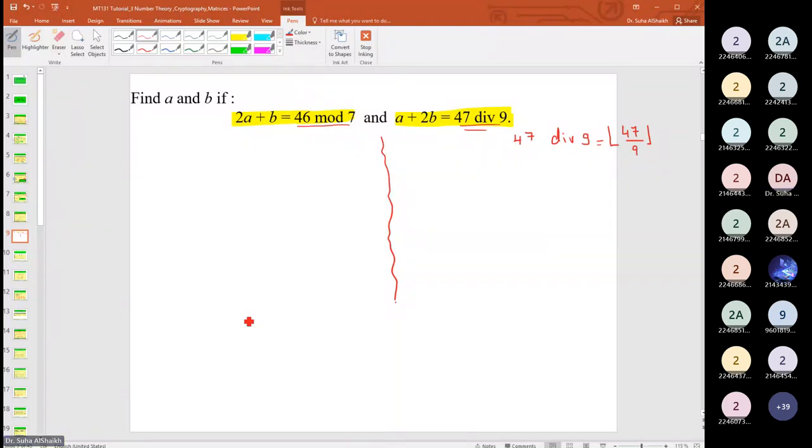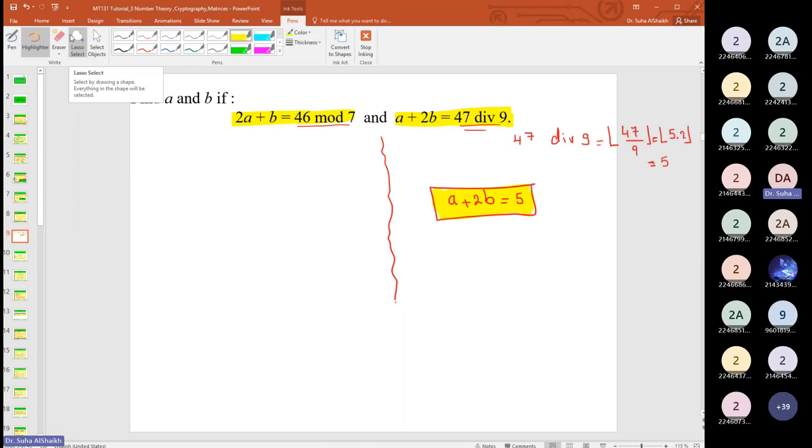Okay. So we divide 47 by 9. This equals 5.2. The floor of 5.2, what does floor mean? It means the first integer that is less than or equal to 5.2, which is 5. So 47 div 9 is 5. So I remove this and put 5 in its place. So my equation is A plus 2B equal to 5. Okay? Now I have written the equation in a simpler form.